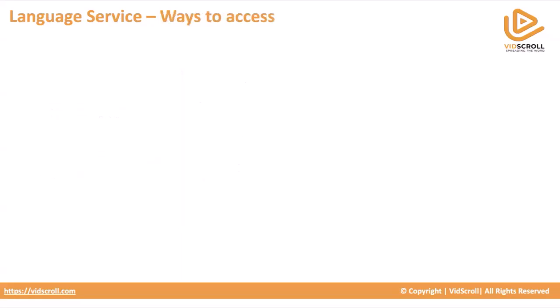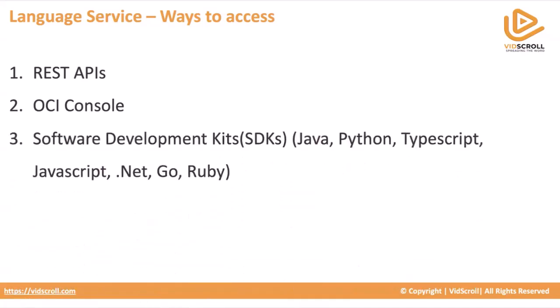The last is the ways to access the language service. One is, of course, REST APIs, which are the most important and widely used. The second is the OCI console. You have a playground that can be used to play with the service. Then software development kits, where you can use Java, Python, TypeScript, JavaScript. You have those SDKs available. And then the command line interface. So these are the various ways in which you can use the language service.